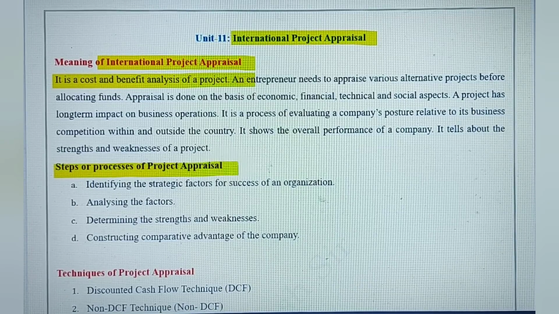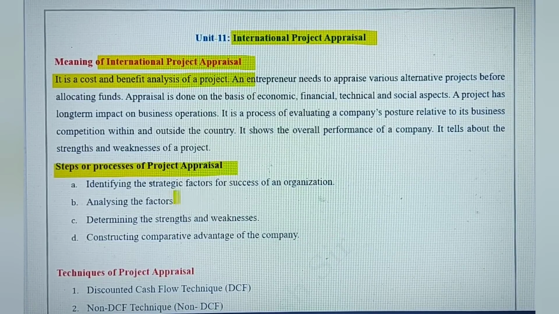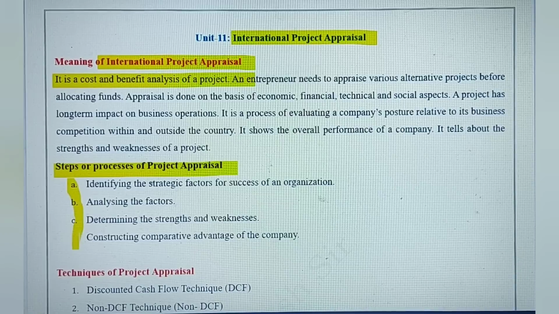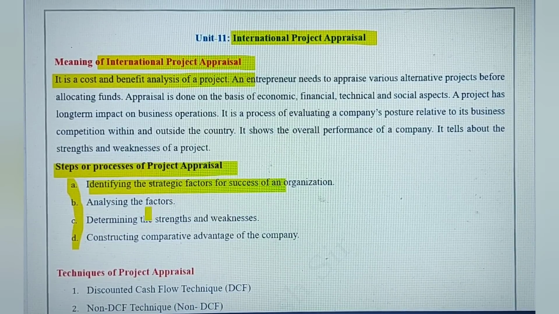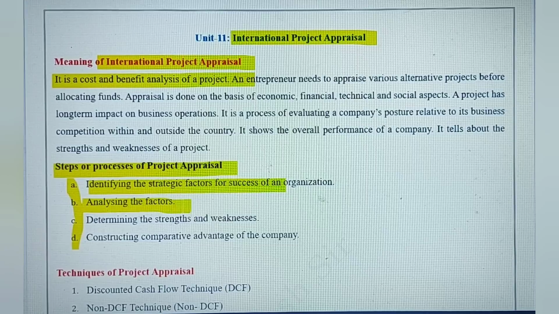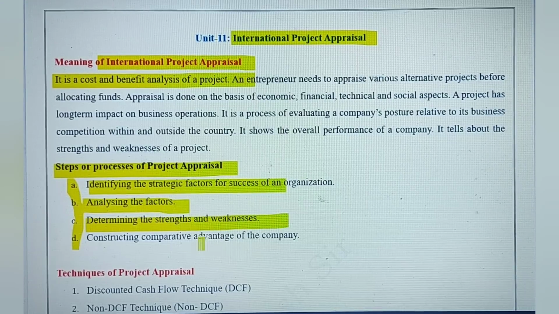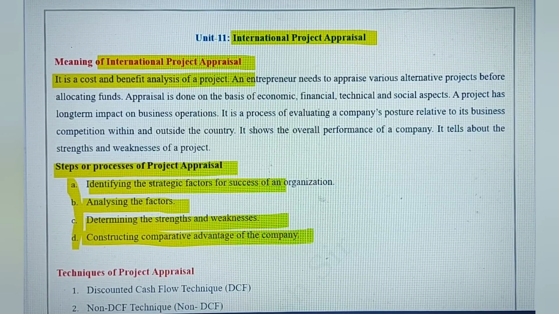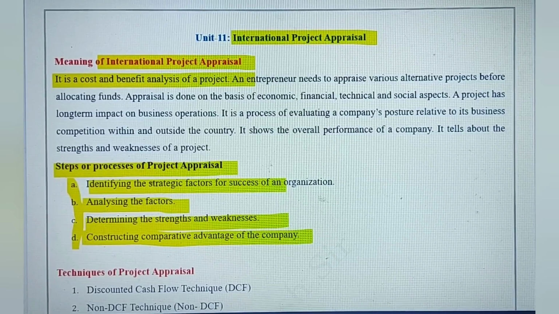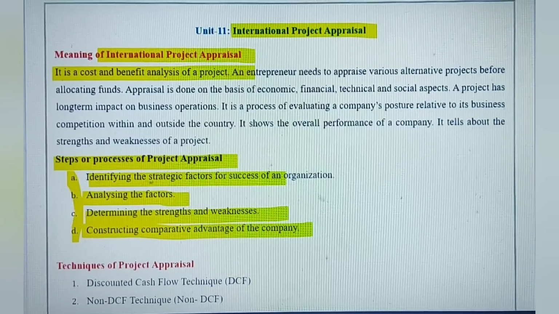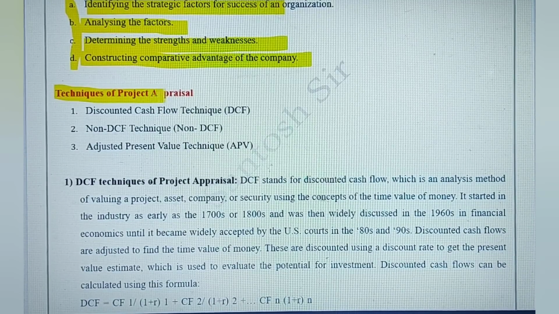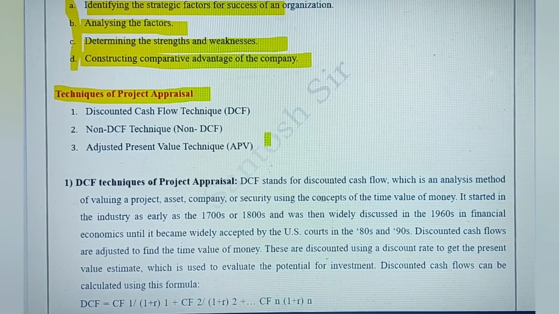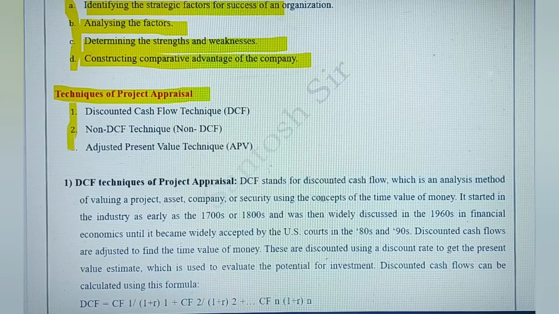And the different steps or processes of project appraisal, all these points you should explain, like identifying the factors which will make the project a success, then analyzing those factors, determining the SWOT of the factors, then constructing the comparative advantage of the company. Some techniques are there for this project appraisal which are even more important for the exams, very very important. In fact, DCF, non-DCF and APV, all these three techniques are very very important, my dear friends.